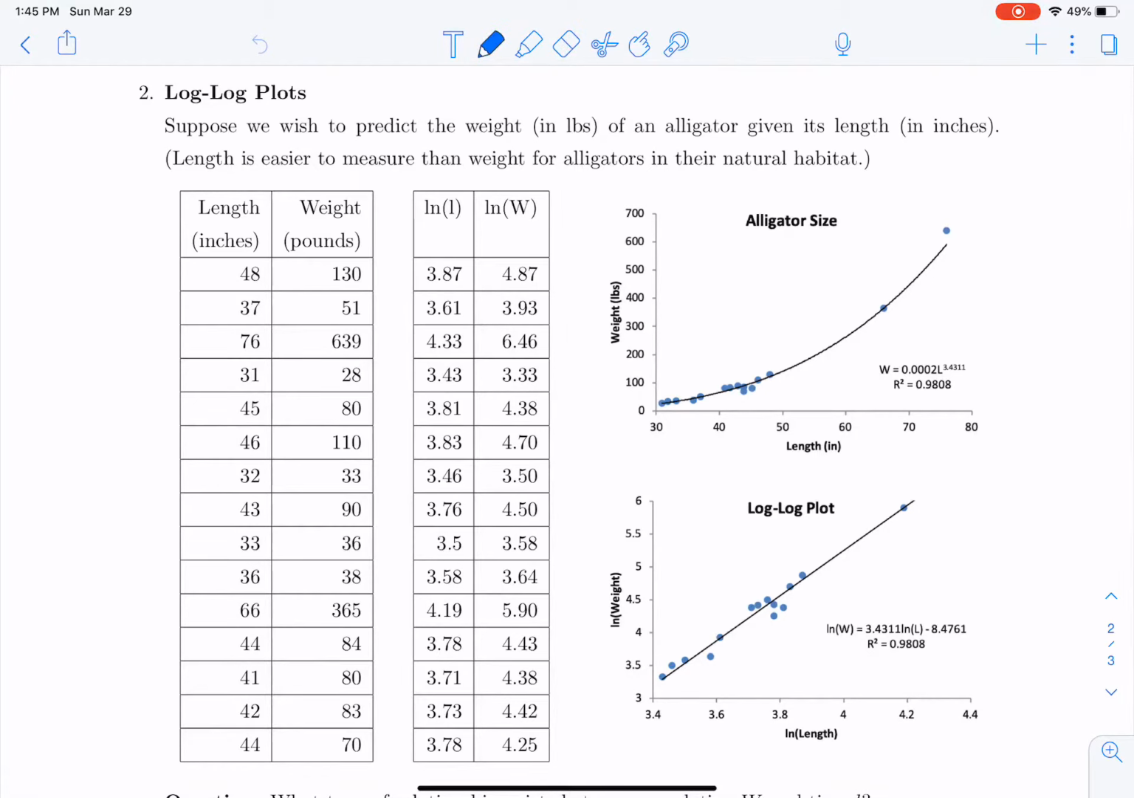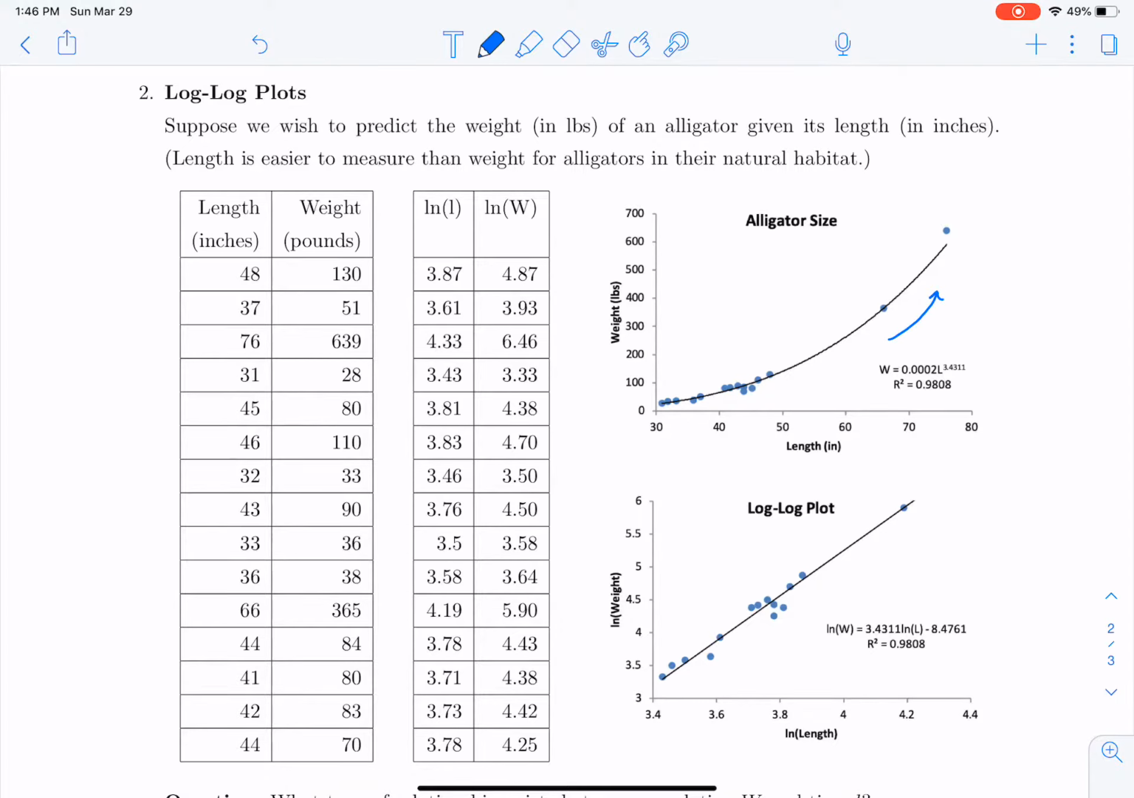We are now going to move on to a second technique in nonlinear regression, which is called log-log plots. So suppose we wish to predict the weight of an alligator given its length in inches. Length is an easier thing to measure for an alligator than weight is in its natural habitat. So we want to see if, given the length of the alligator, we can predict its weight? Obviously, as the length of the alligator increases, so should the weight. It increases not linearly, but according to some curve.